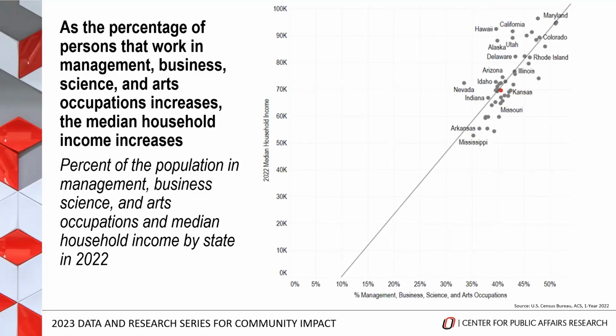These, I know from past research, tend to have higher wages. So we would expect the more folks that work in these occupations, the higher the median household income. That is absolutely true. This is a pretty strong positive relationship too. It's almost 1-to-1, which is pretty interesting.